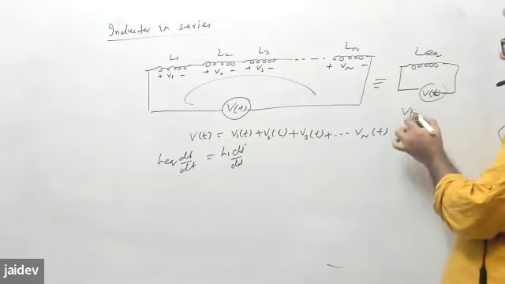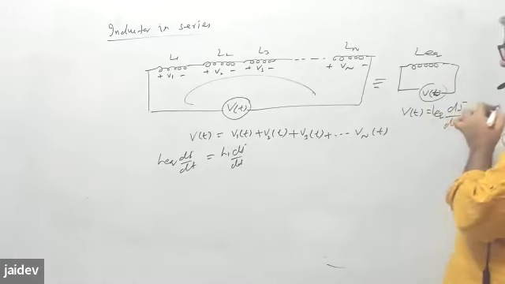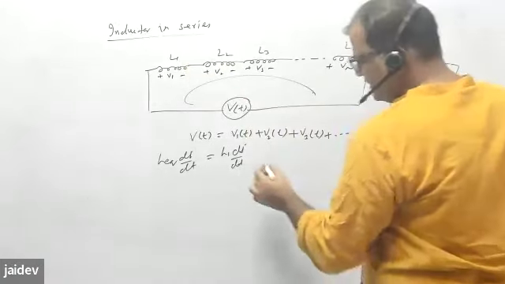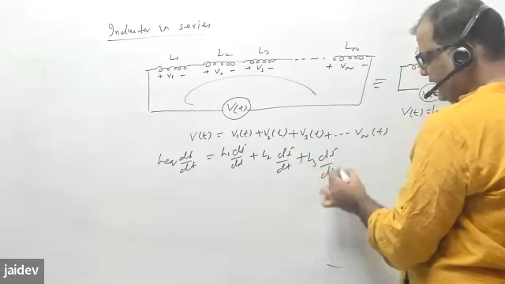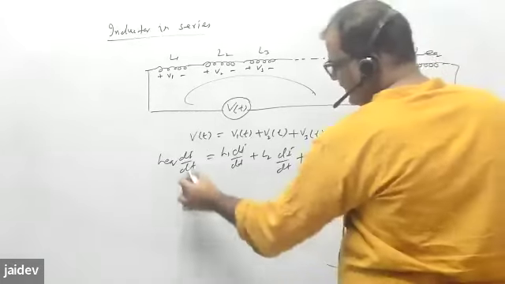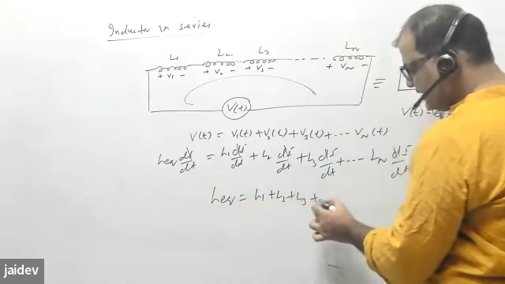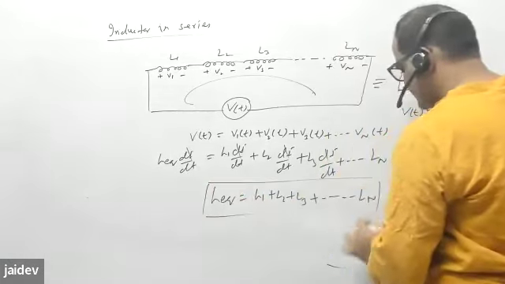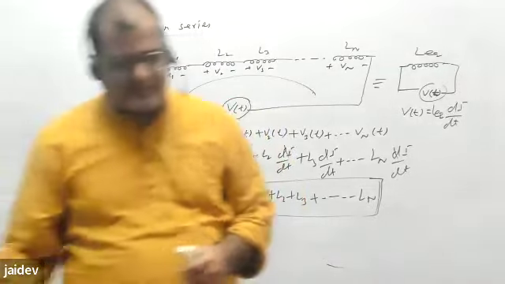Here also, I can write V(t) equal to L equivalent di by dt in the circuit. Because they all are in series, the current remains the same for every inductor. Similarly, you can write L2 di by dt plus L3 di by dt, and now LN di by dt. So if I find this, di by dt will cancel out, so L equivalent will be L1 plus L2 plus L3 and so on. It's just like adding resistors. Similarly, you can derive this formula for parallel circuits also.